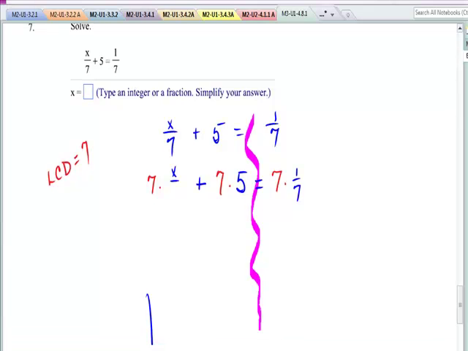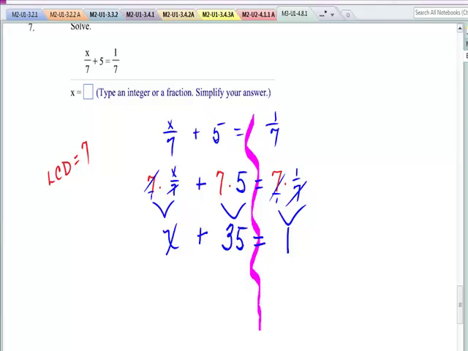I'm going to simplify each one of these. These 7s divide out, because that one's over 1. That leaves me with x plus, that product is 35, equal sign. Those 7s divide out, and I get 1. I can't simplify on either side. I don't have x's on both sides. Focused over here, 35 is a constant, so I'll do the opposite, which is minus 35. x is negative 34.